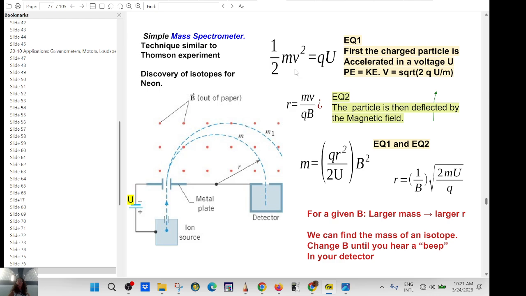I'm not going to do the math, but you take this equation plus that equation, you massage them, and that's what you get. So that's a mass spectrometer.